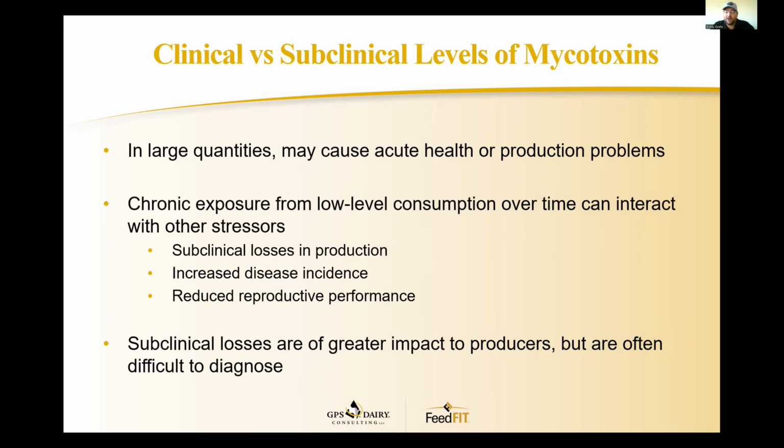That production just hasn't been where it's at for the last part of the year, so what's going on? Maybe it is mycotoxins. And conception rates have really been struggling. So it's that low-level, chronic exposure to these mycotoxins that's really going on. It's these subclinical losses that are of greater impact to producers. But again, they're really difficult to diagnose and they're troublesome, and they cause a lot of issues on dairies.